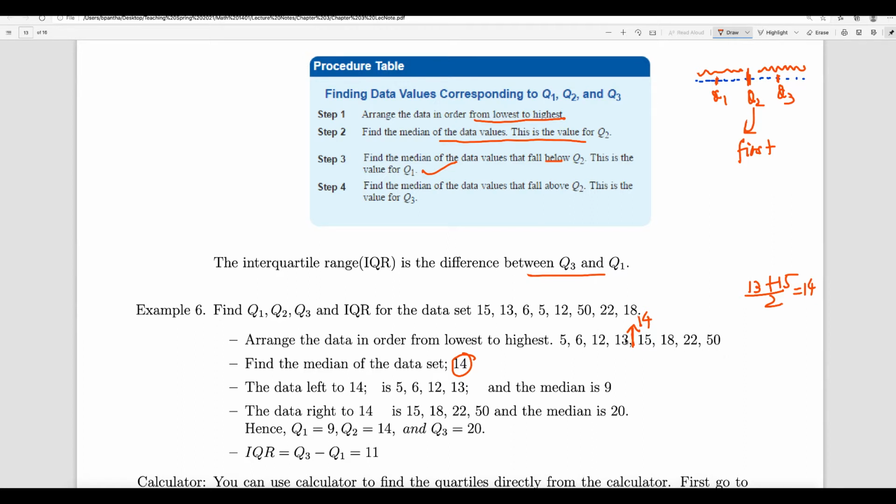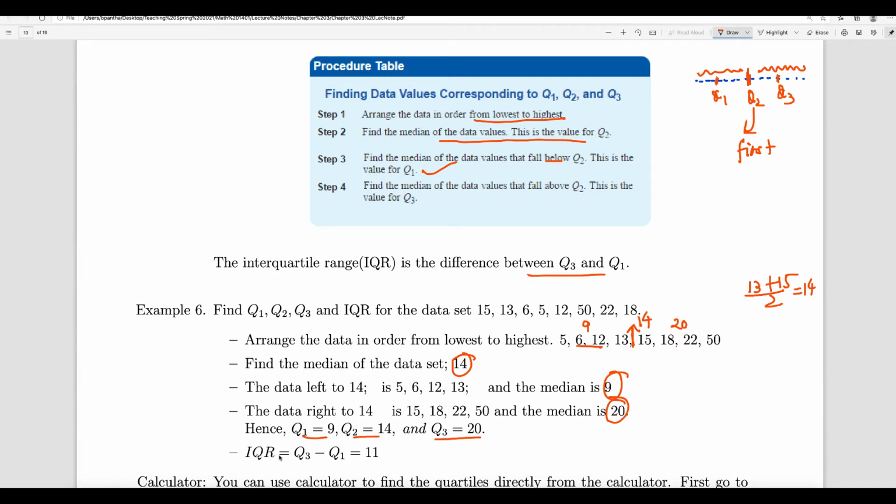How many data points are left of 14? 1, 2, 3, 4. So there are 2 data points in the middle. Find the average of those 2, which is 9. So 9 is Q1. Similarly, there are 4 data points on the right of 14, and 2 in the middle. The average of these 2 is the median, so that will be 20. So Q1 is 9, Q2 is 14, and Q3 is 20. You see that? 9, 14, and 20.